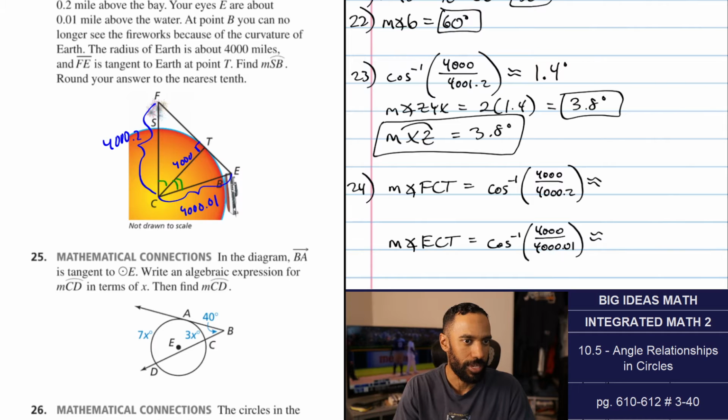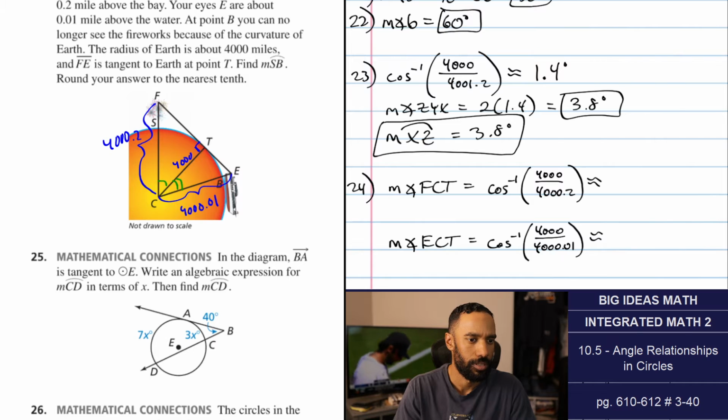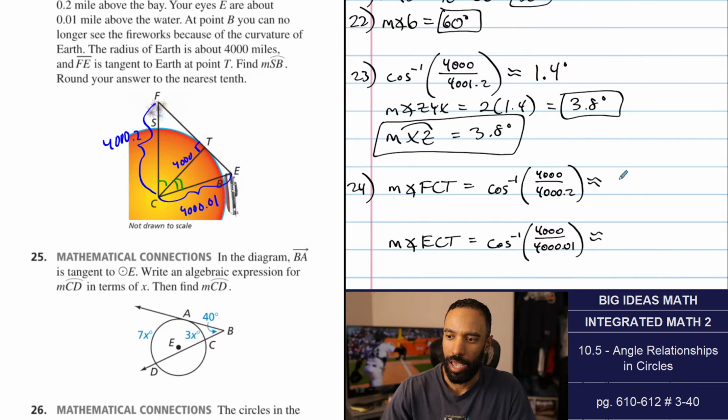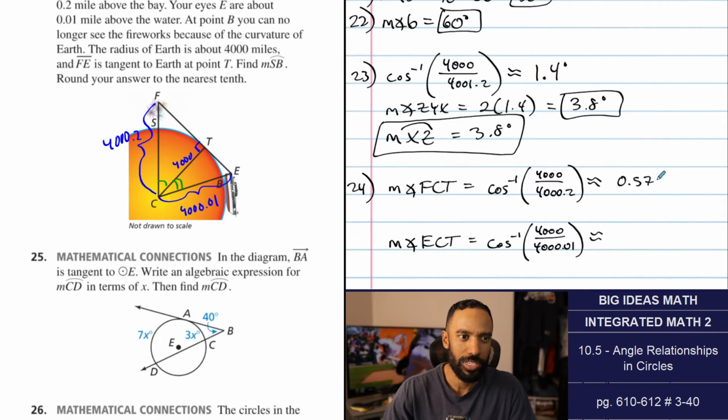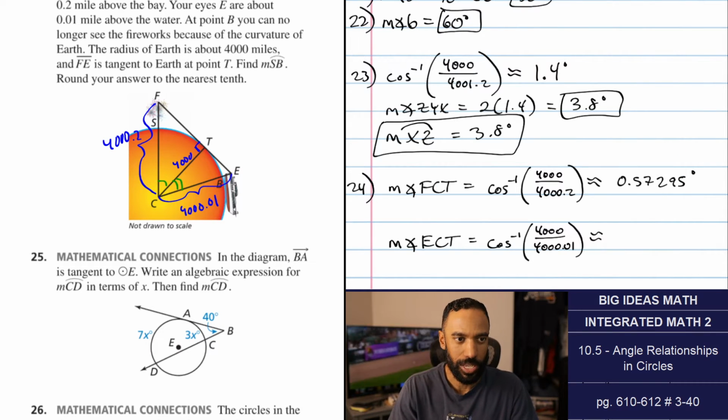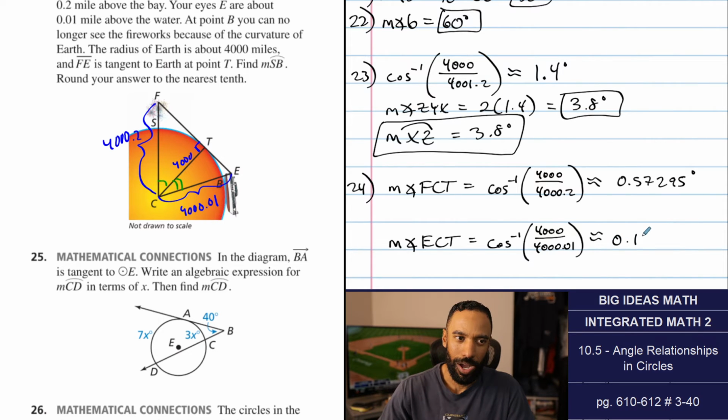So on my calculator, you can't see it, but I'm going to do 4,000 over 4,000.2 for the first guy. I'm going to give a couple decimals: 0.57295 degrees. That is a degree measure. I am in degrees on my calculator as well. These are not radians. And then the even smaller angle, 0.01, this will be 0.12812 degrees. Now I'm going to be adding one with the other.